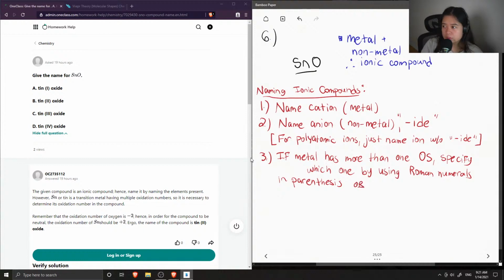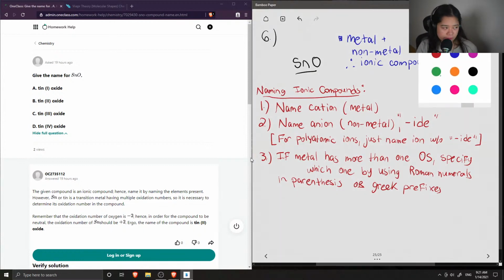Or you can use like the Greek prefix, but I tend to prefer just using the Roman numerals. Might be easier. Okay, so now that we know all of the rules to naming ionic compounds, we just need to figure out the name of the example that was given.